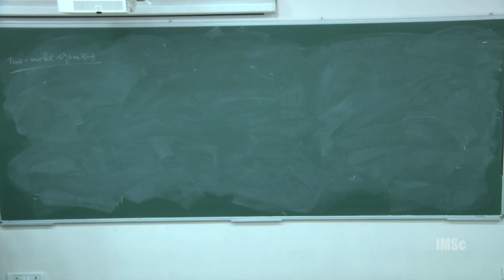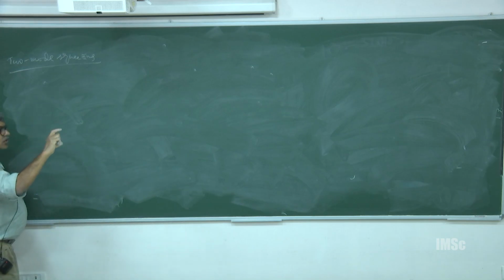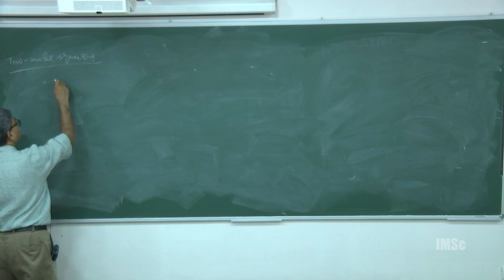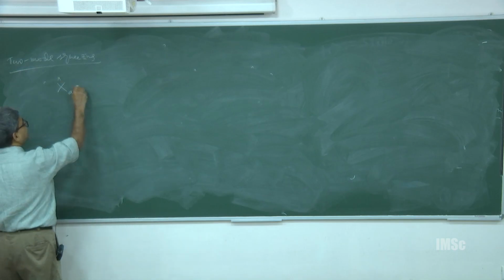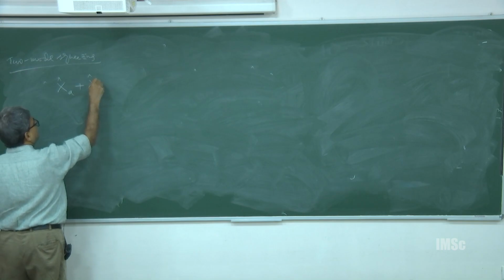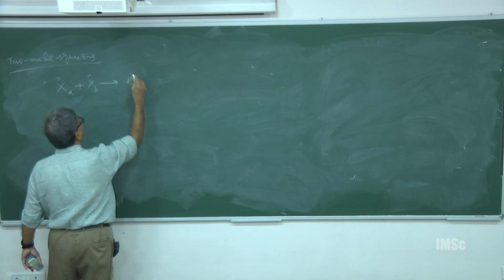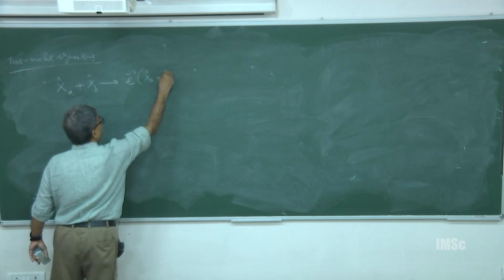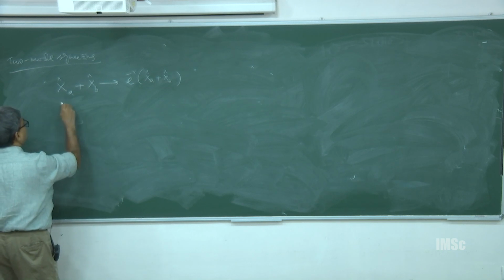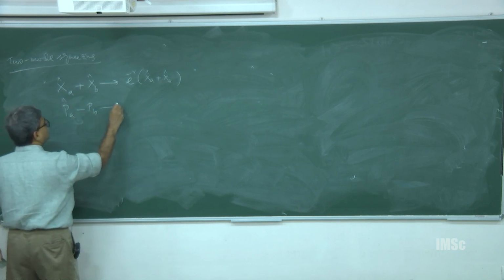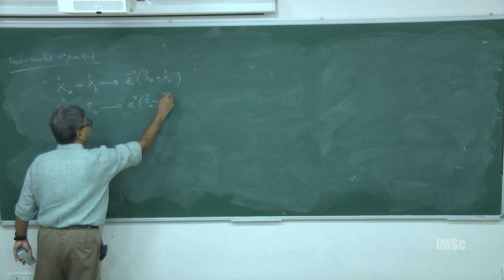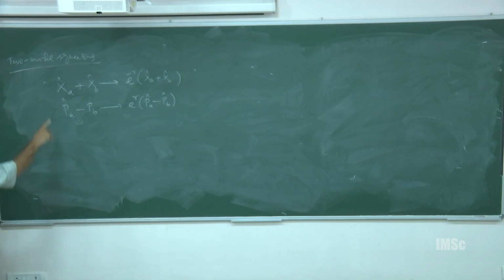Yes. So basically the idea here is that in the single mode case, we look at the squeezing of the quadratures, single mode quadrature. Here you look at two modes. So xa plus xb goes to e to the power minus r (xa plus xb), and pa minus pb goes to e to the power r (pa minus pb). The question is whether this is a canonical transformation.